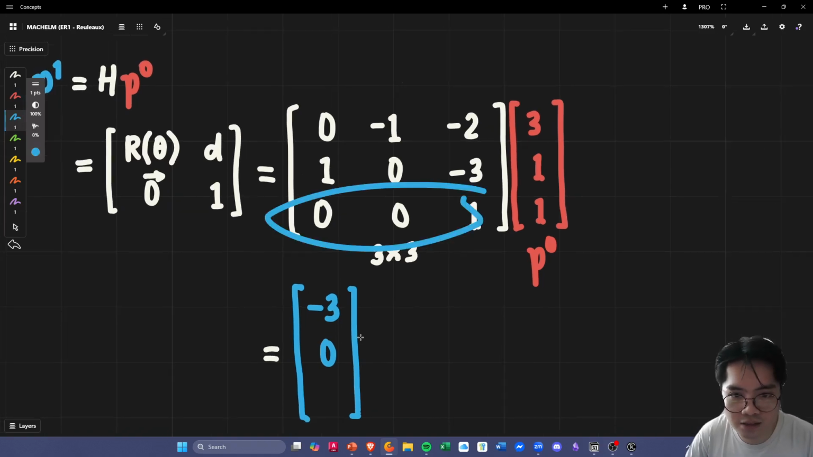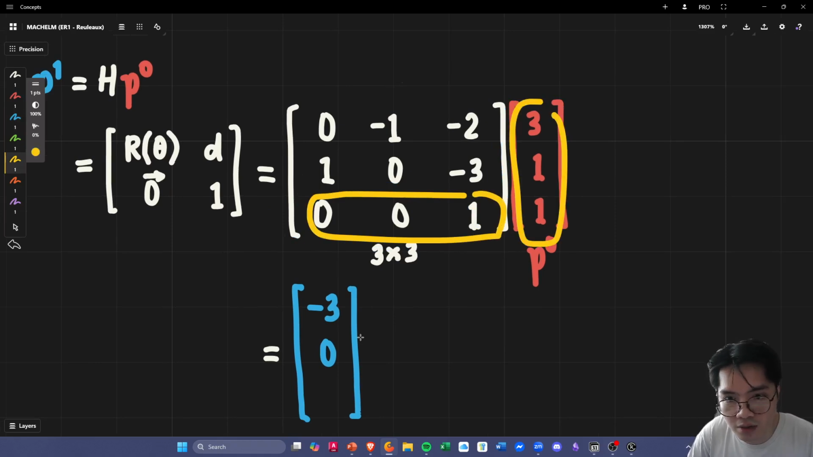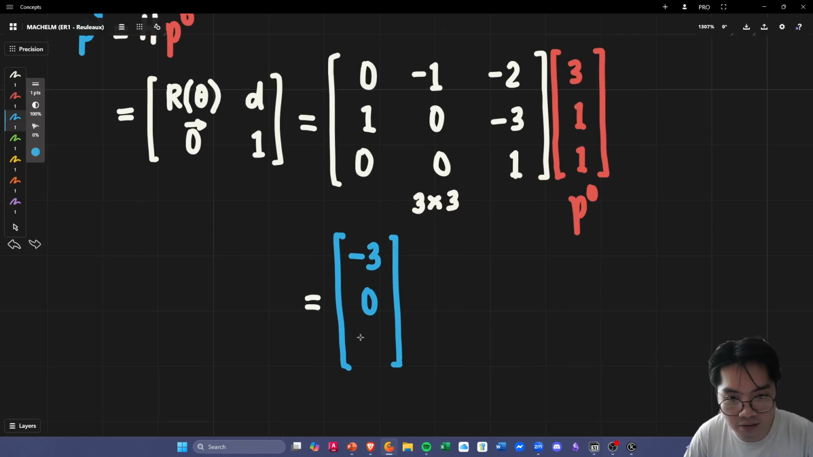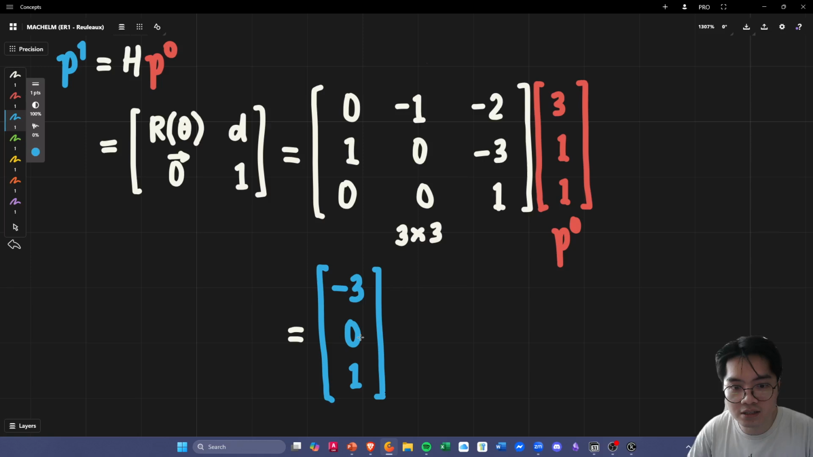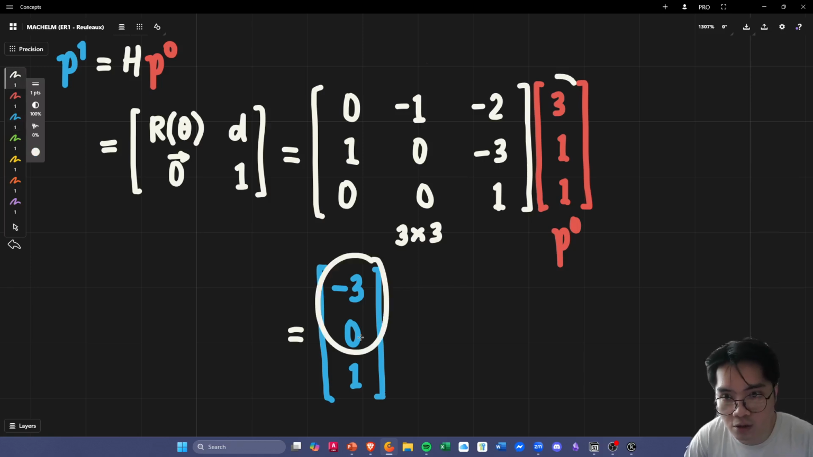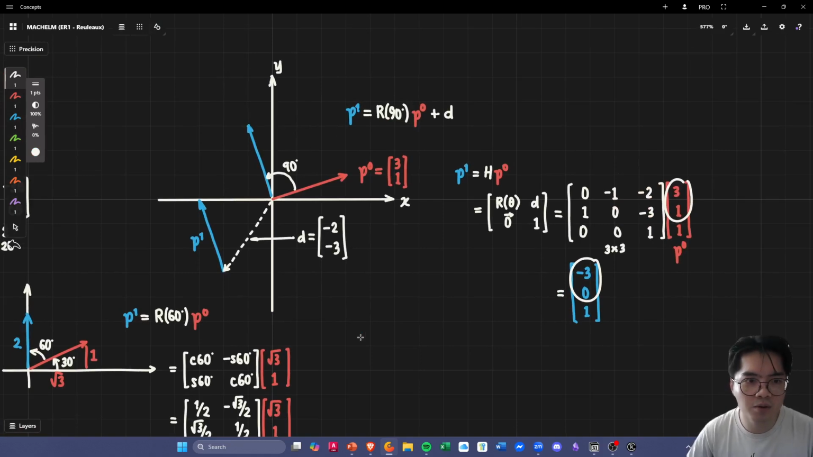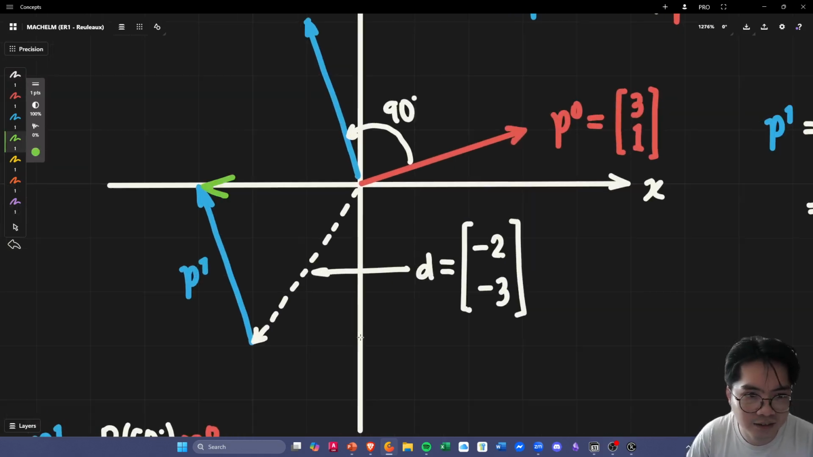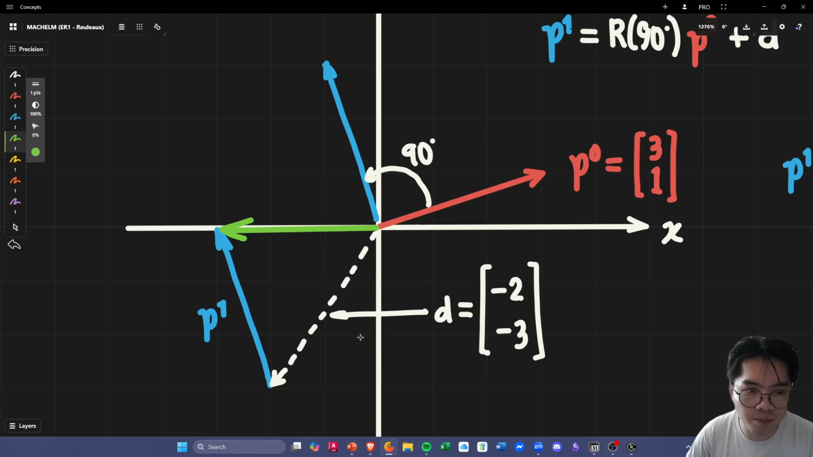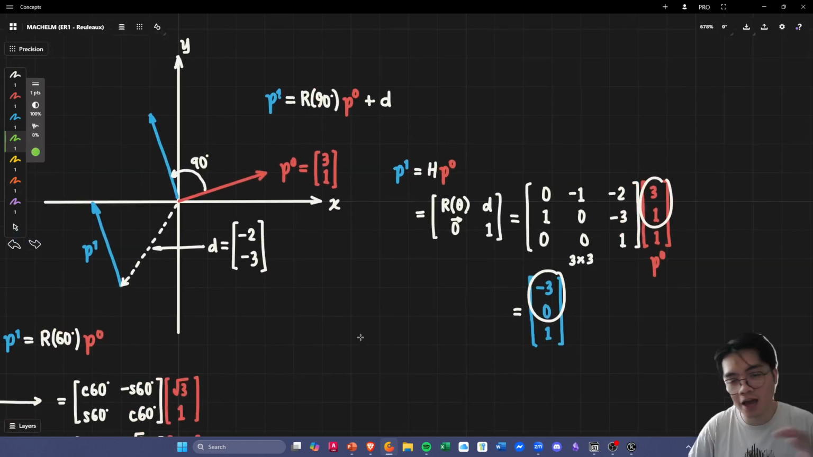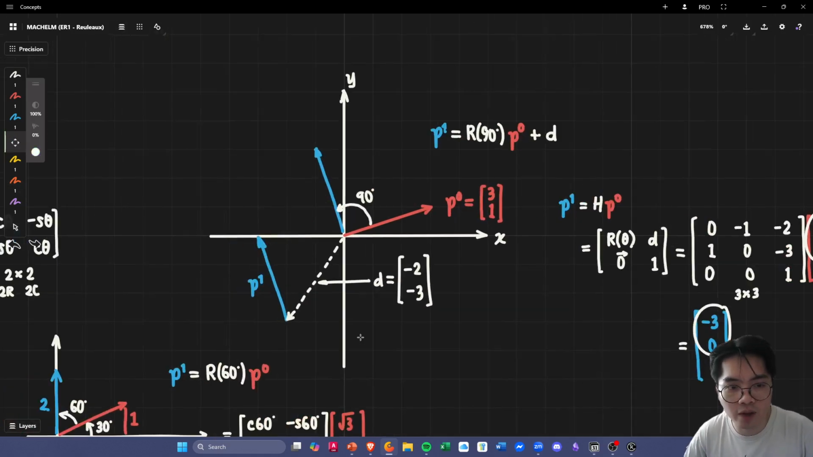And then this times this, finally we will have 0 times 3 is 0, 0 times 1 is 0, and then 1 times 1 is 1. So if you add all of that together, you will get indeed a 1 at the very end. So in this case, what we're looking at is this negative 3, 0 compared to this 3, 1. You might be wondering, where's this negative 3, 0? It's this thing, from the origin to where the P1 is supposed to point.